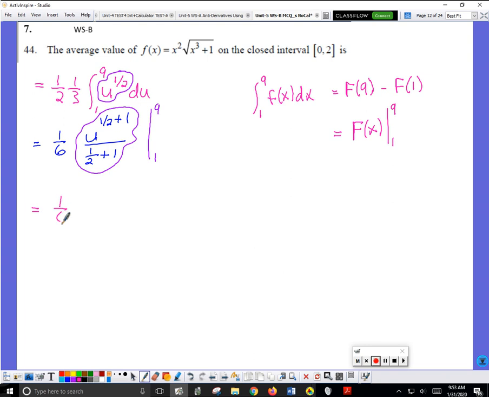So 1/6. This is 3 halves. Dividing by 3 halves is the same thing as multiplying by 2/3. So 2/3. This would be u to the 3 halves power, evaluated from 1 to 9. Questions? Please, Justin. How did we get to 2/3?